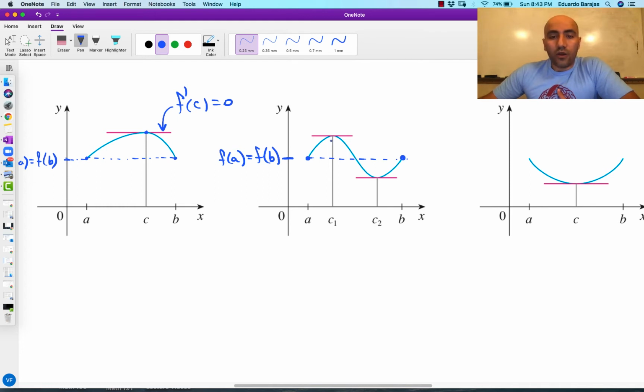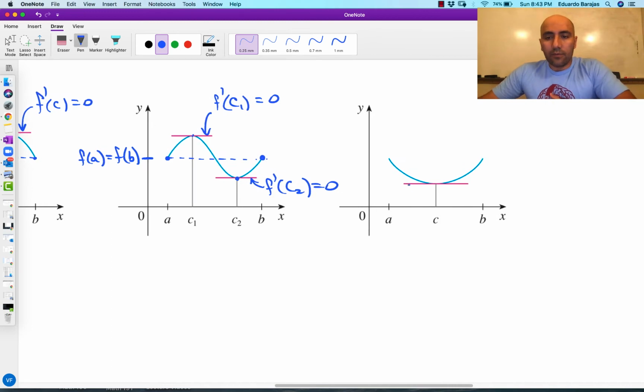Now, from the way this is drawn here, we have a case where there are two of them. But there will be at least one value such that the slope of the tangent line at that point will be equal to 0. Another way of saying that is that the derivative evaluated at c sub 1 will be 0. And here is another case where the derivative evaluated at c sub 2 is equal to 0. Likewise, here's another example. We have a function that is continuous on the closed interval from a to b. Here we have the case where f of a equals f of b. They have that same height.